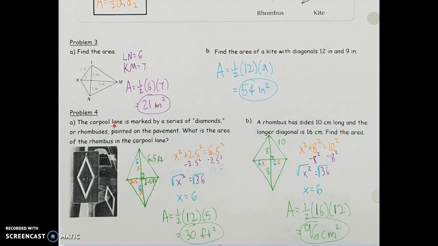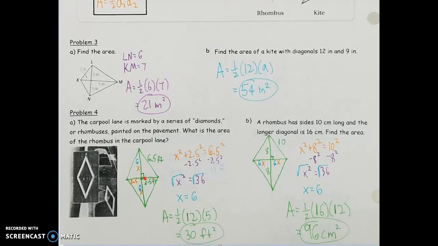If a carpool lane is marked by these series of diamonds that we'll see on the road, diamonds are just going to be rhombuses because all my sides should be the same length on the outside. Those are painted on the pavement. We want to find the area of that rhombus in the carpool lane. It's a little bit hard to see the units that we're using there, so I wrote those a little bit bigger.